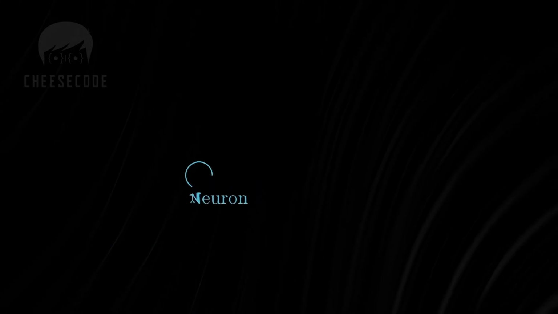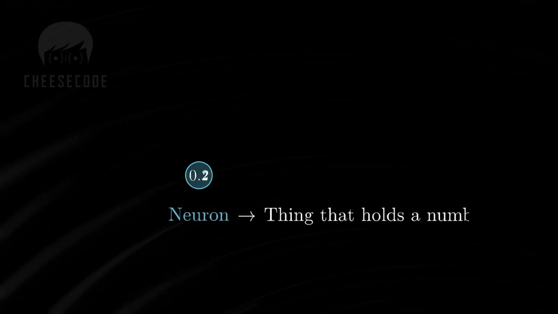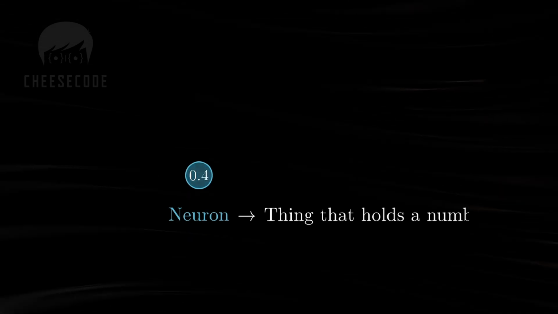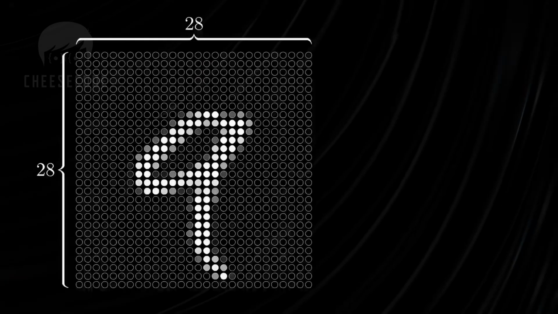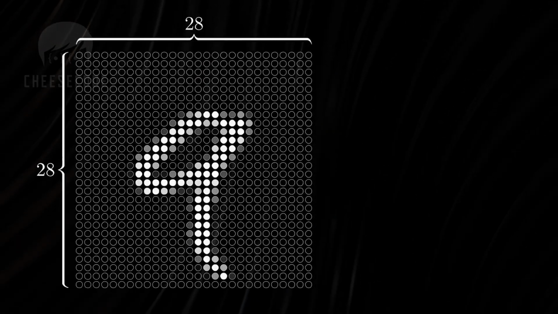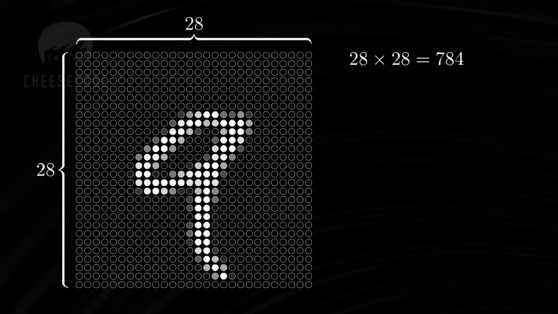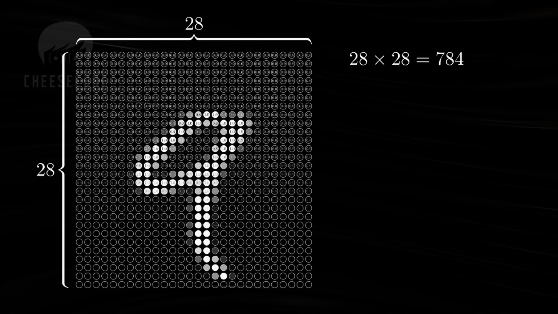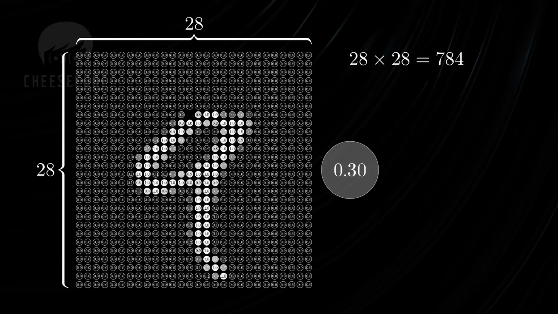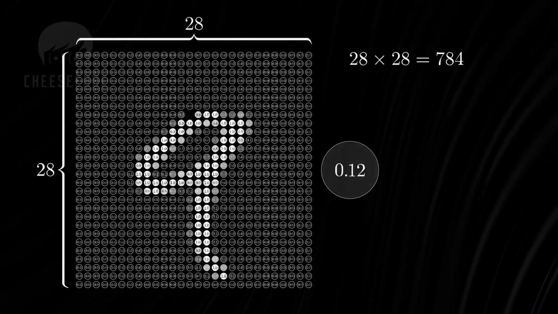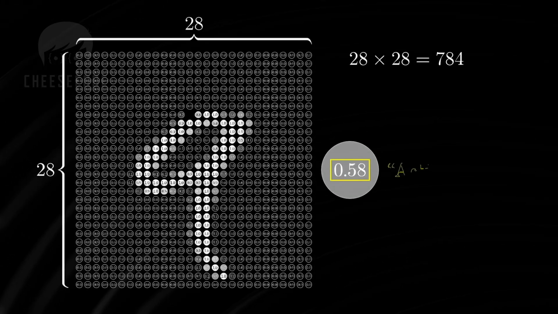Right now, when I say neuron, all I want you to think about is a thing that holds a number. Specifically, a number between 0 and 1. It's really not more than that. For example, the network starts with a bunch of neurons corresponding to each of the 28 times 28 pixels of the input image, which is 784 neurons in total. Each one of these holds a number that represents the grayscale value of the corresponding pixel, ranging from 0 for black pixels up to 1 for white pixels. This number inside the neuron is called its activation.